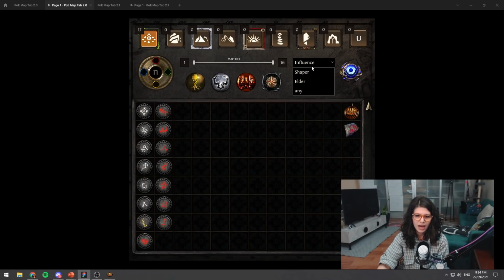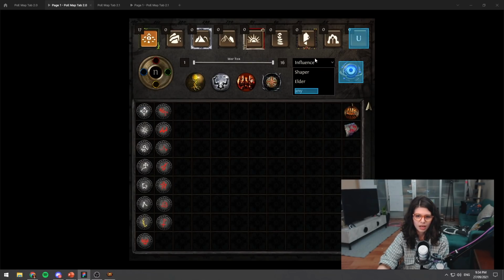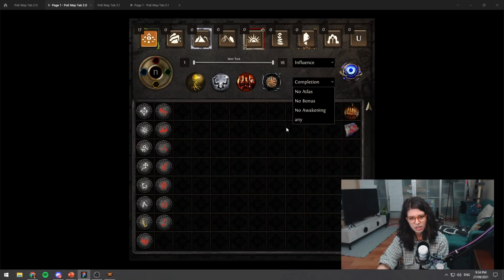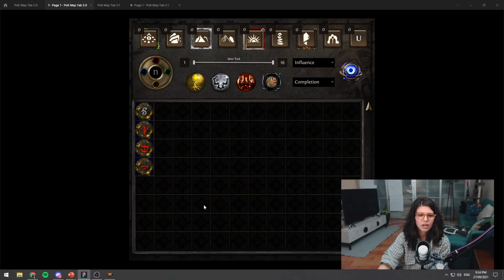You can also look at influence items, or you can go to your Shaper or Elder Guardians here and then choose Elder, and then I can see my Elder Guardian maps. You can go back to looking at different types of completion so that you can filter by what you need to do next without having to refer to the atlas. There's also a menu option for the Maven invitations and a blighted map filter as well.